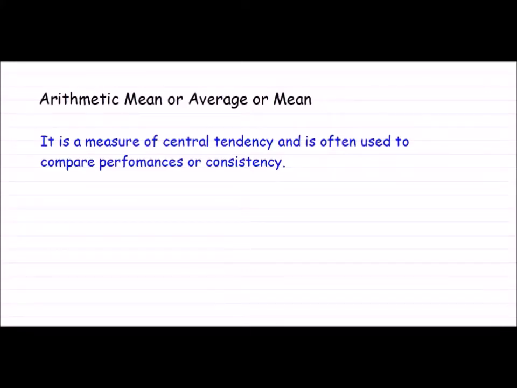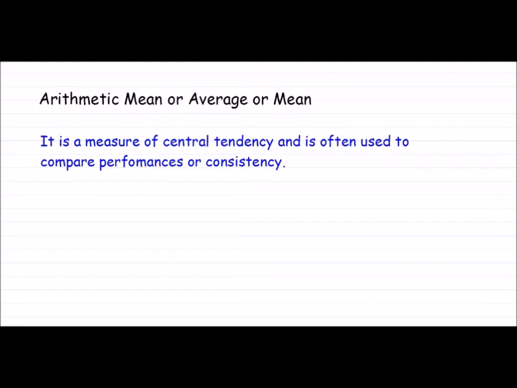Okay, next we have arithmetic mean, which is also called average, or simply we can call it mean. Now, it is a measure of central tendency. This average or mean is a measure of central tendency and is often used to compare performances or consistency. You must have heard this term average in cricket, like they talk about bowling averages or batting averages.